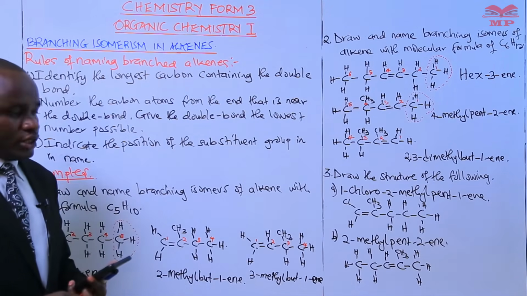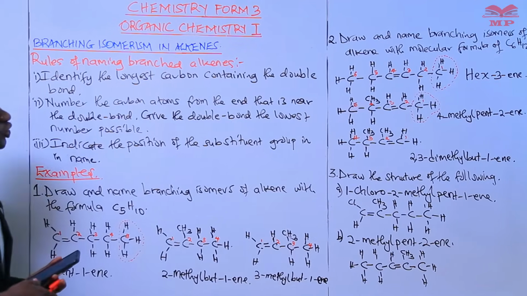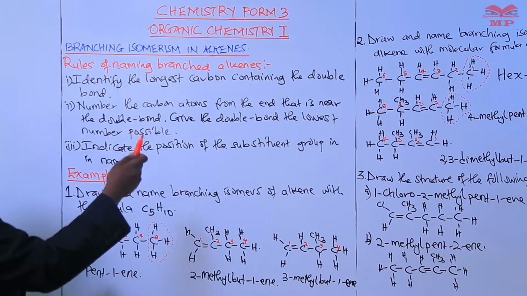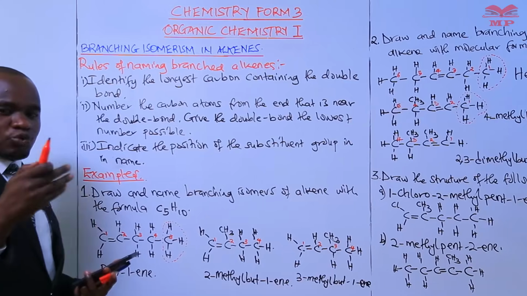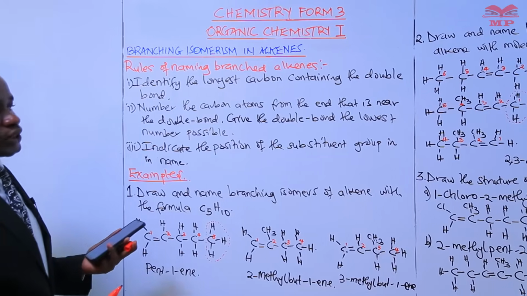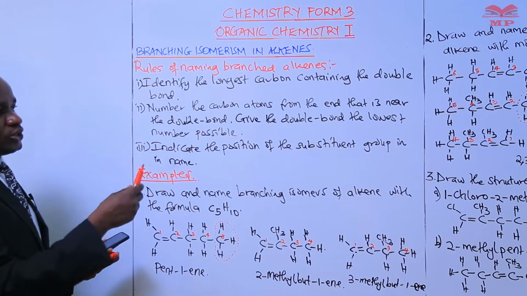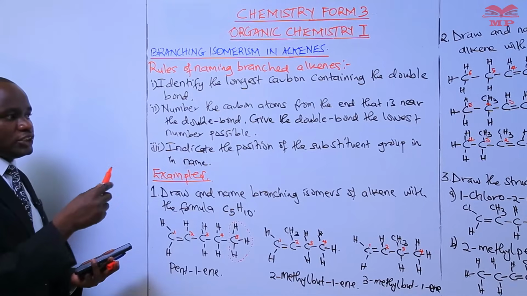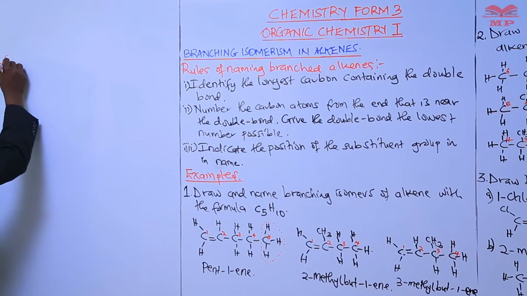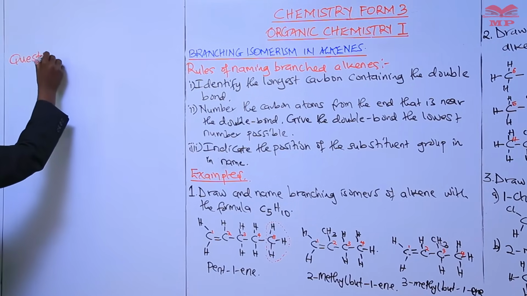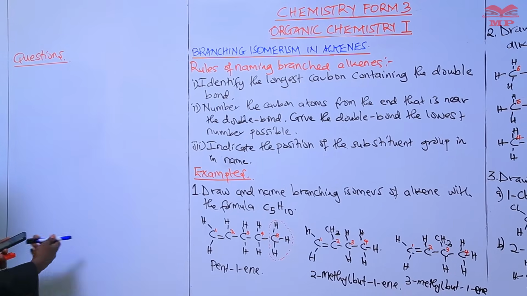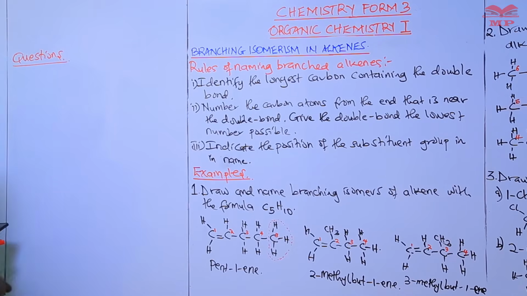I would like you to try the following questions. Remember, we have been looking at naming of branched alkenes. We have already looked at the rules. What is key is you should be able to identify where the double bond is, and then from there you can apply those rules, and then you draw isomers. Remember, isomers should have the same molecular formula but different structures, as you can see. So just try the following questions.